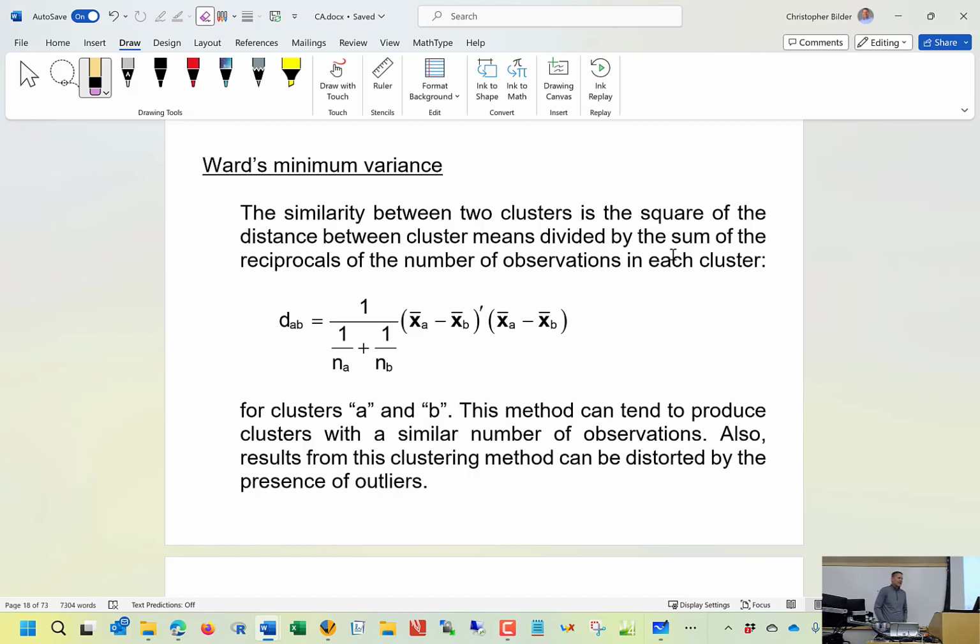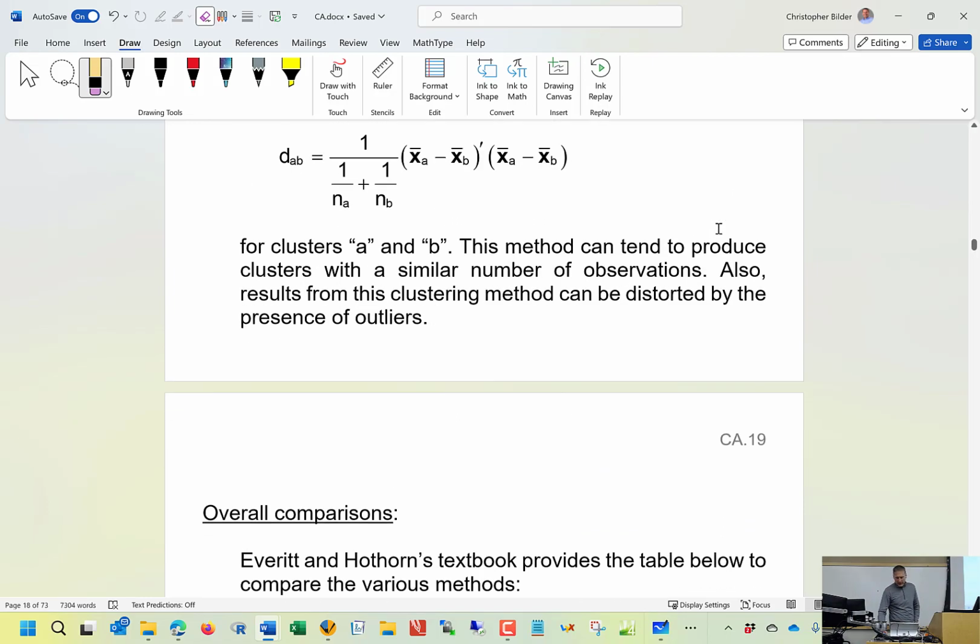Lastly, there's another, sometimes you see this used, I see this used a lot less. Another way to do agglomerative clustering is called Ward's minimum variance. And here you just redefine how you do the distance between the clusters by using this. N sub A is the number of observations in cluster A, N sub B is the number of observations in cluster B, and then we have corresponding cluster means, similar to the centroid method, and some people will use this.